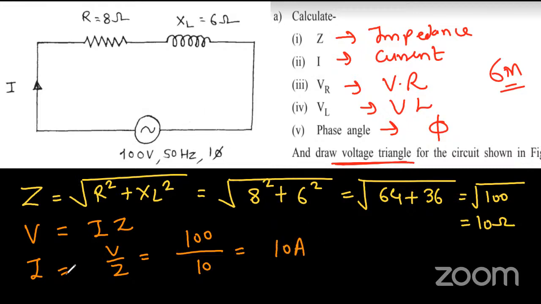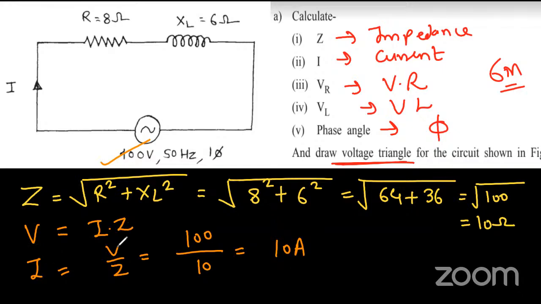So what is the value of current? Current is V by Z. V is 100 and Z is 10. 100 is given here, and Z we calculated as 10. So V is equal to IZ, I is equal to V by Z. 100 by 10, answer is 10. How did 0.08 come? No, it is not 0.08. It's 10 ampere.